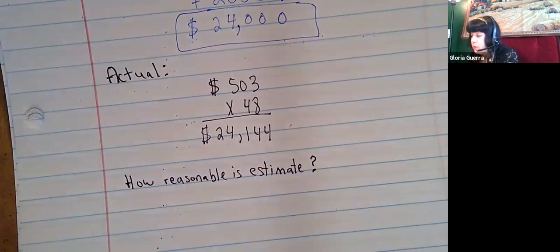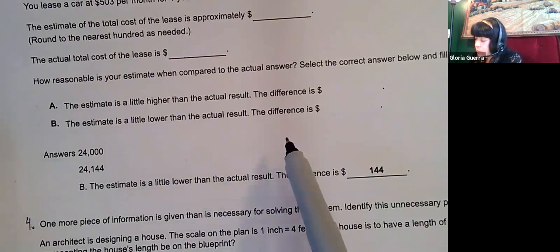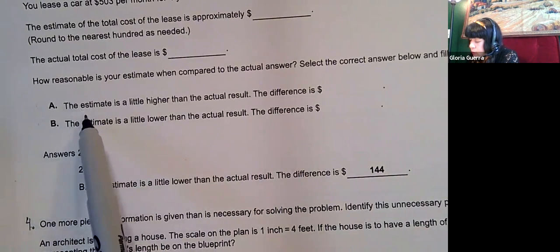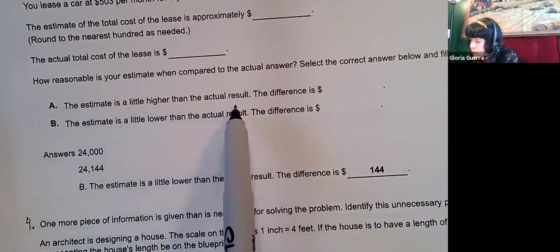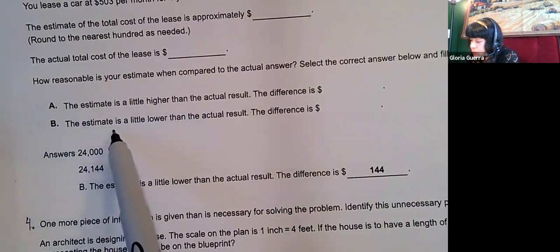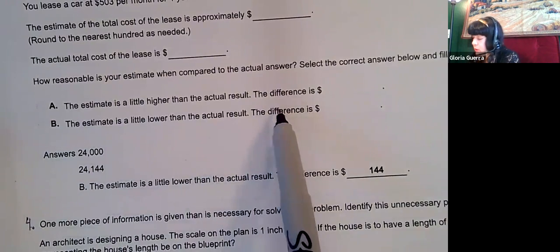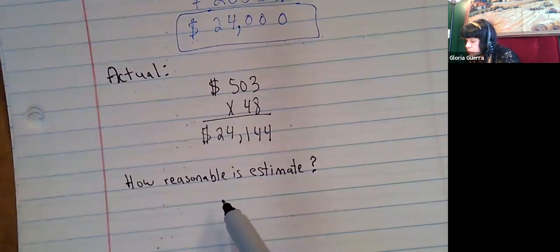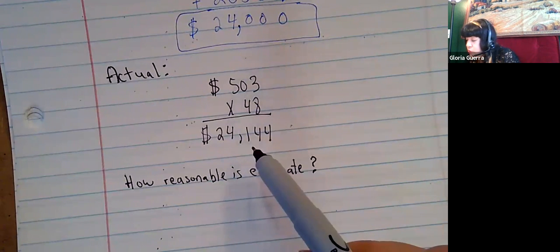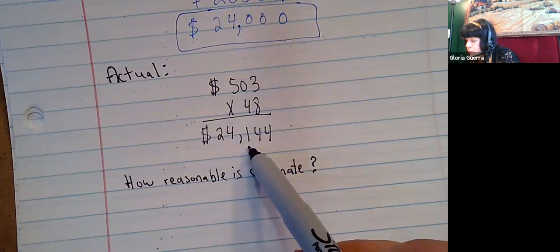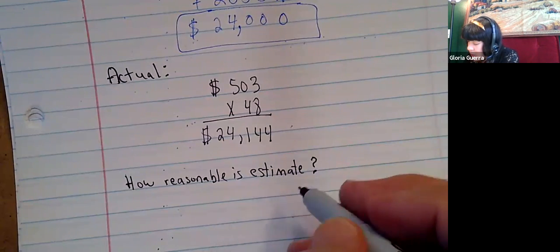And then for that, usually you'd write a sentence. It looks like they're kind of guiding you here. It says, do we say that the estimate is a little bit higher than the actual result, or the estimate is a little bit lower than the actual result? And then they actually want the difference, okay? So for us, our estimate was 24,000 and the actual was 24,144.